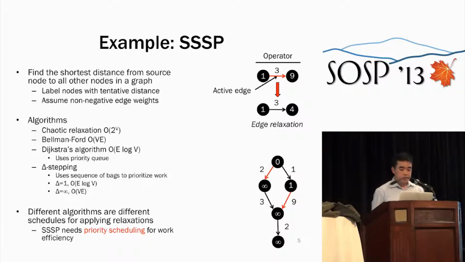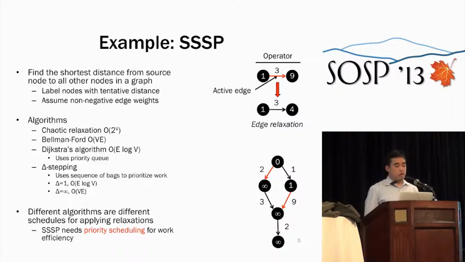Sites in the graph where we can perform an edge relaxation, I'm going to call an active edge and color them in red. It turns out different algorithms for solving SSSP are just different schedules of applying the same core edge relaxation operation. As an example, one algorithm for solving SSSP is chaotic relaxation. In this case, we just arbitrarily pick active edges and process them. Processing active edges may create more active edges. We continue processing them until there are no more active edges left in the graph.